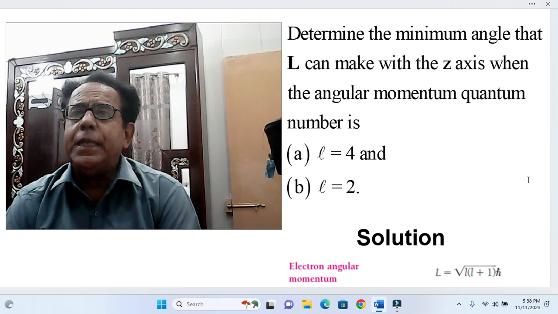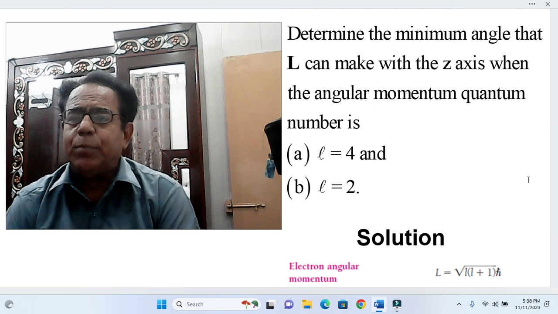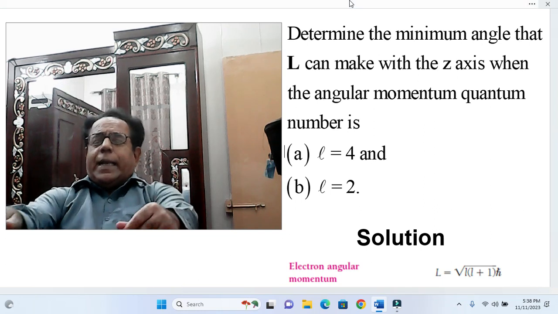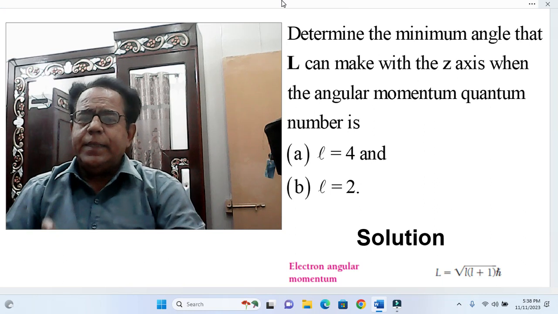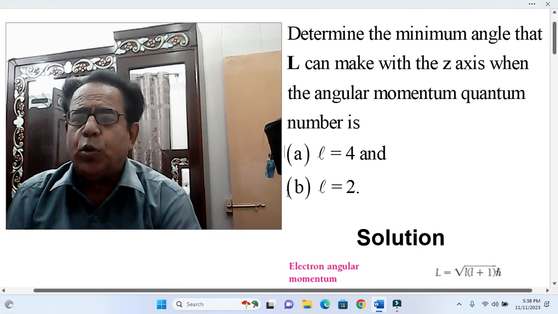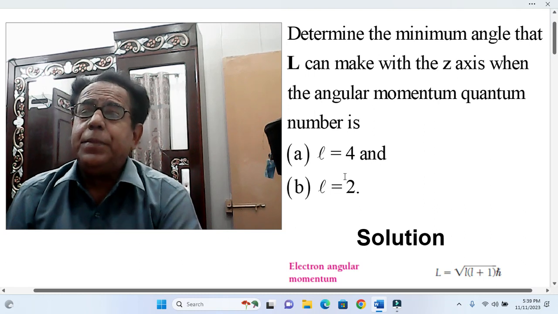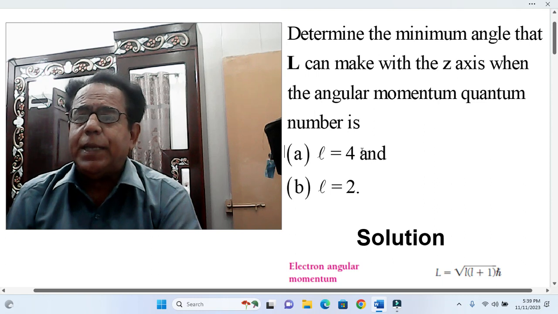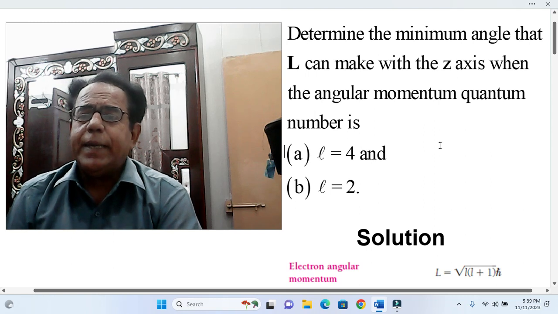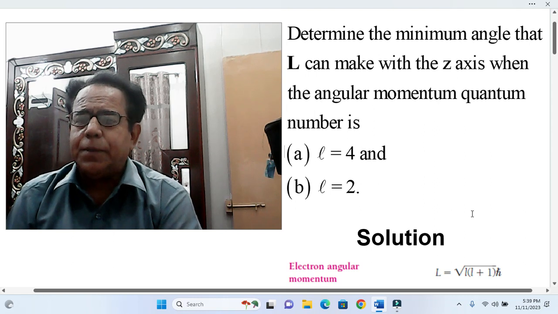Determine the minimum angle that L can make with the z-axis when the angular momentum quantum number is, in part A, l equal to 4 and, in part B, l equal to 2.